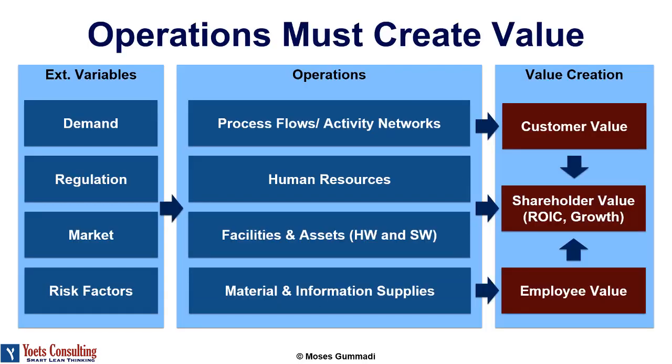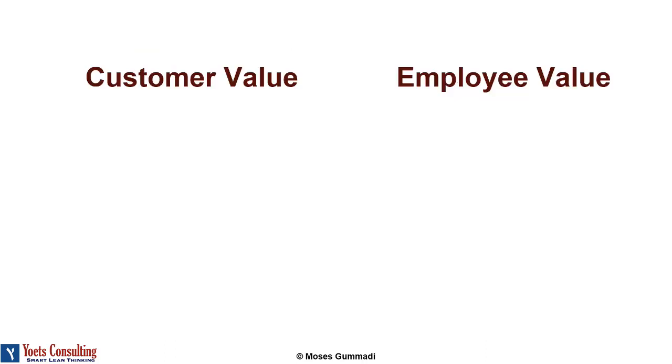Because operations must create value, and they create value to three different stakeholder groups: customers, shareholders, and employees. But as you can notice from here, the building blocks of operations are subjected to external variables while creating value to customers, shareholders, and employees. Shareholder value is also created via customer value and employee value. Now, what is customer value and what is employee value?